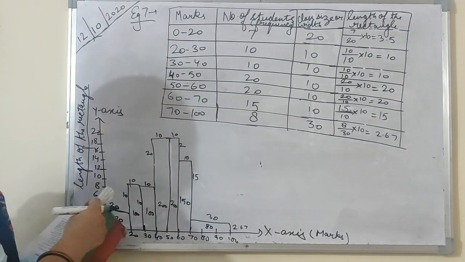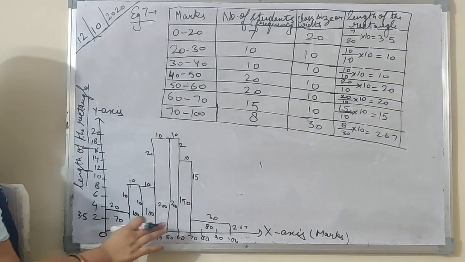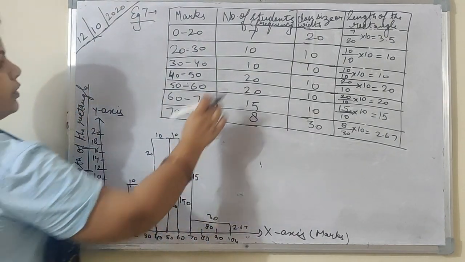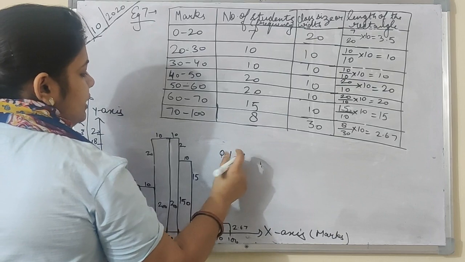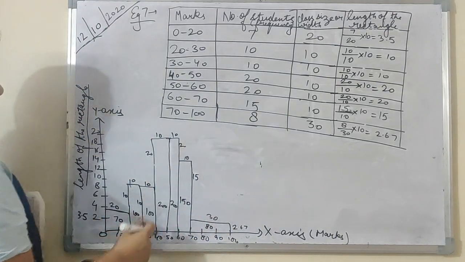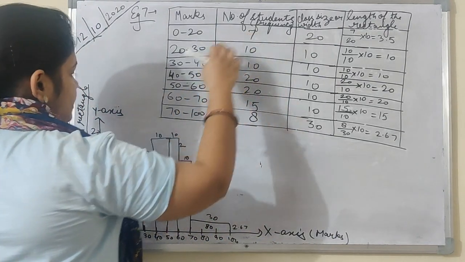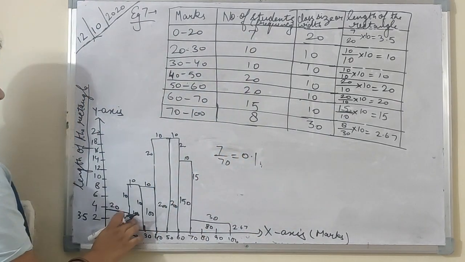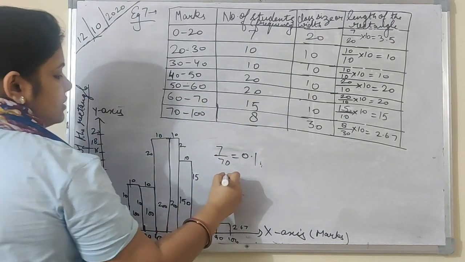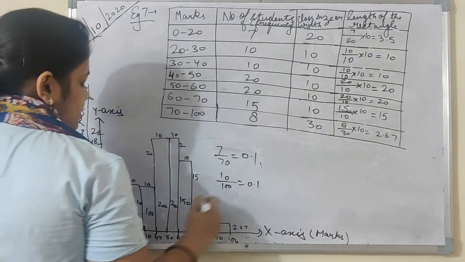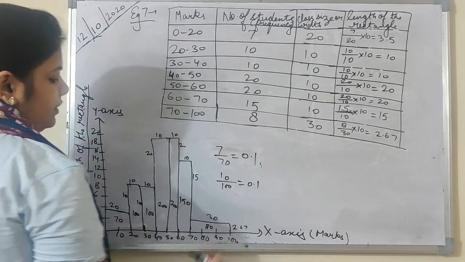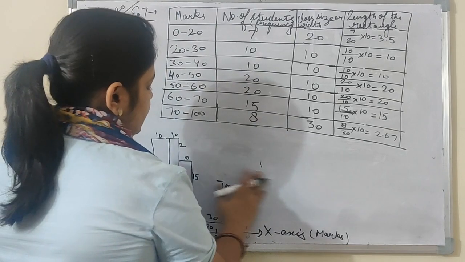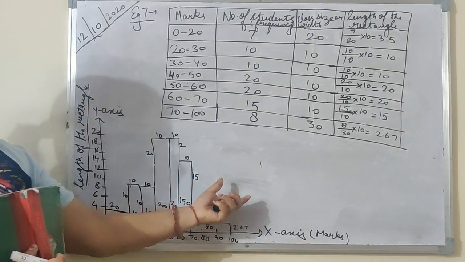Now you will see here that we have found area. If I find the proportion of area with this frequency, you will find that in each case 0.1 is coming. Proportion of area with this frequency, that means 7 divided by 70, what is coming? 0.1. Then 10 divided by 100, what is coming? 0.1. Similarly, if you check every interval, it will come 0.1 only. That means this proportion is coming the same.